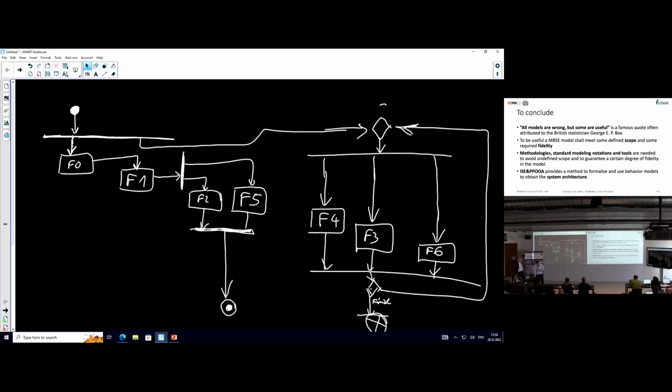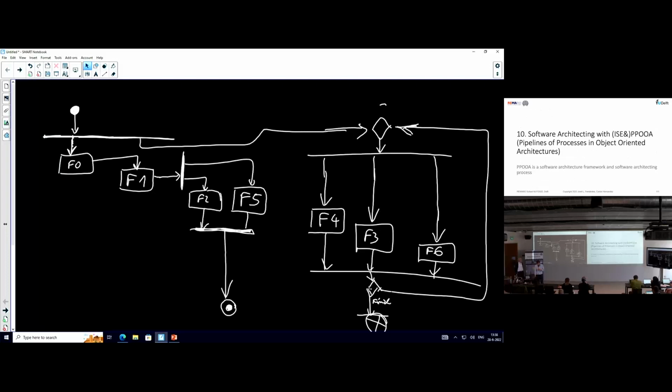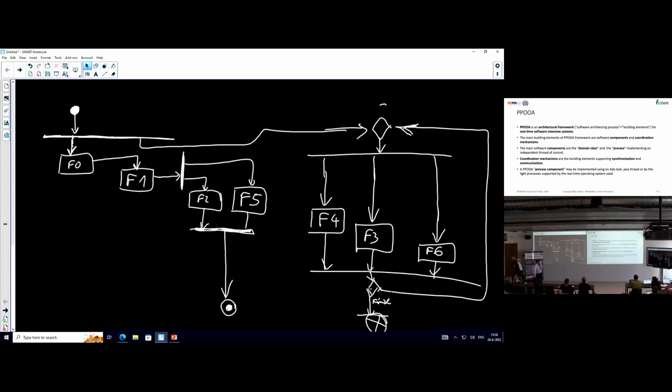And one important aspect of our methodology is that it allows for bridging the system architecture with the software architecture. And now we are going to give you a snapshot of 7 minutes of software architecting with our method, because Ivano afterwards is going to explain to you in detail about software architecting for robotic systems. So, Jose Luis, this one is yours.